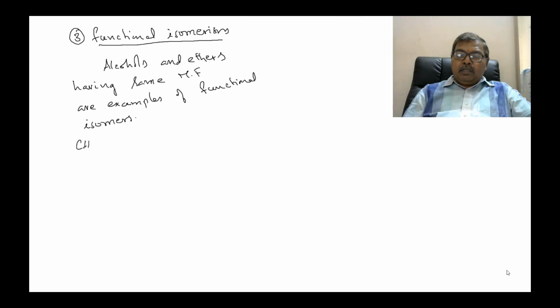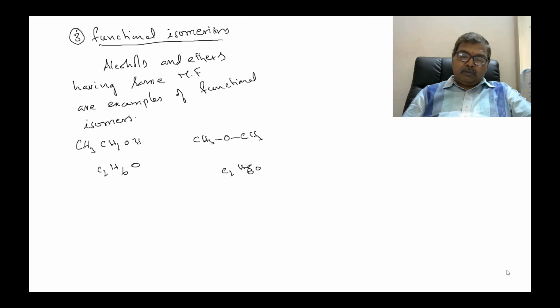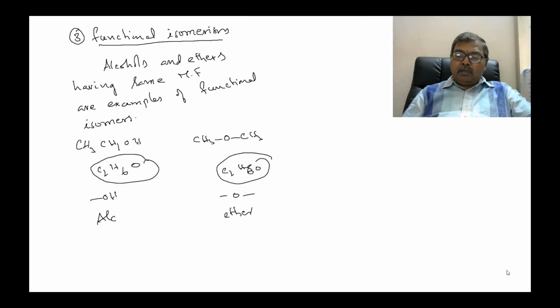See, for example, CH3CH2OH, molecular formula C2H6O, and CH3OCH3, molecular formula the same, C2H6O. The OH functional group is present here, here O is there. It is alcohol and it is ether. So, same molecular formula but they differ in the functional group. Therefore, these are functional isomers.